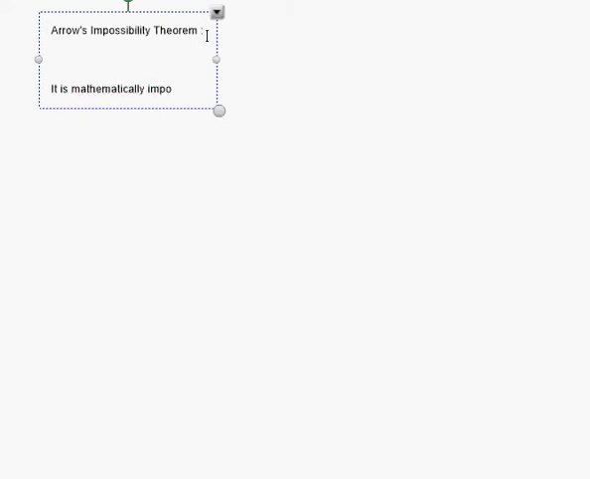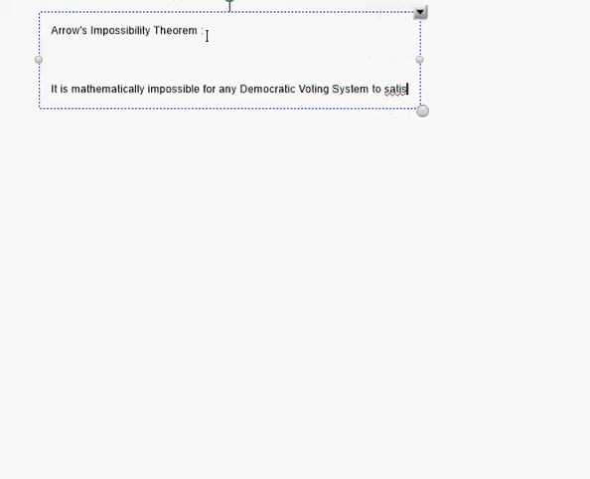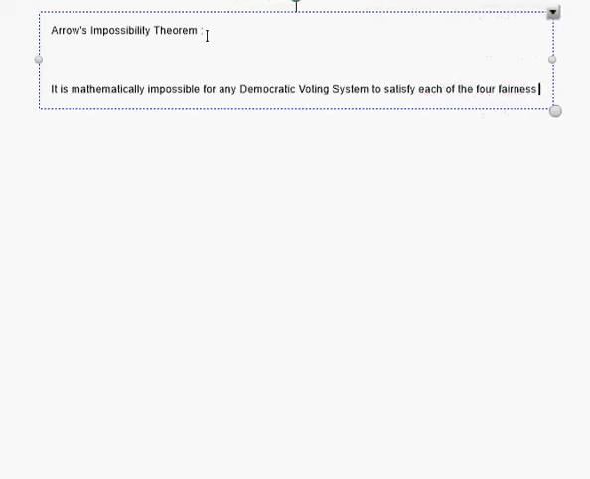Arrow's impossibility theorem. It is mathematically impossible for any democratic voting system to satisfy each of the 4 fairness criteria.